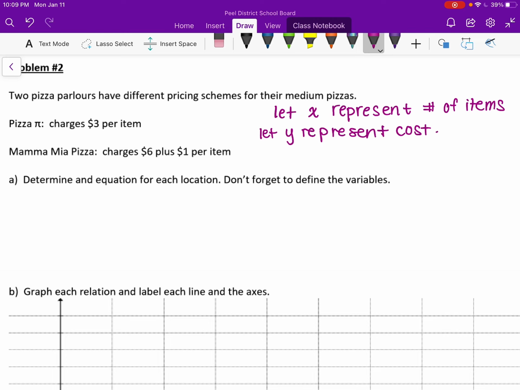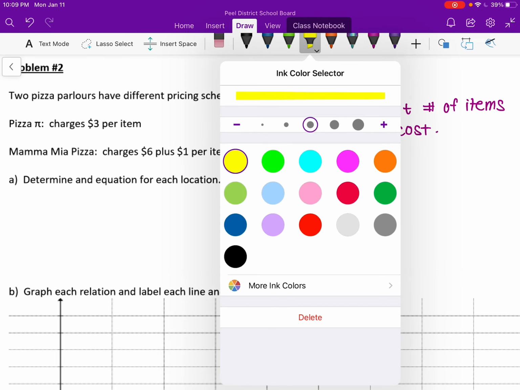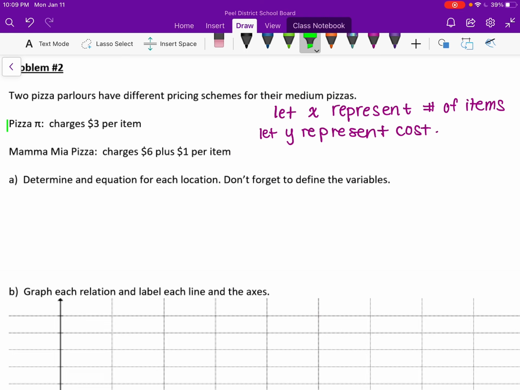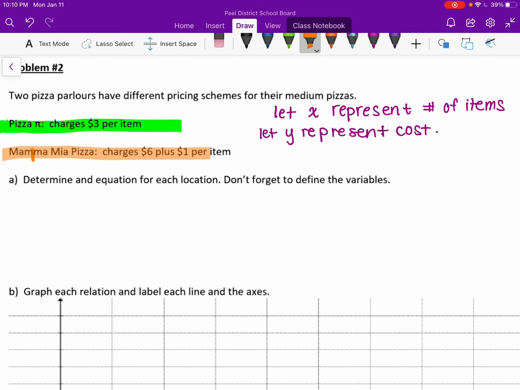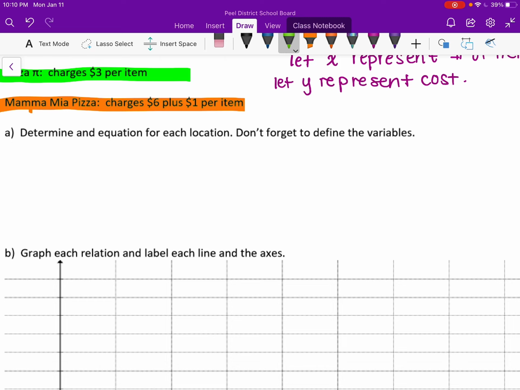So with that, let's do each location. I'm going to actually highlight these. I'm going to make Pizza Pie in green, and then maybe we'll do Mamma Mia in orange, because those two colors seem to be the ones that I have over here. So for Pizza Pie, we know that there's no upfront cost. They're just making us pay $3 for every topping that we have. So the cost of that pizza is just going to be 3 times the amount of toppings that you get. For Mamma Mia Pizza, it says that it's $6 plus, so they charge you $6 up front plus $1 for every item.